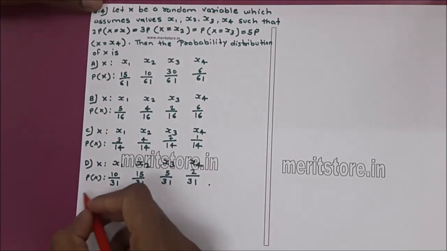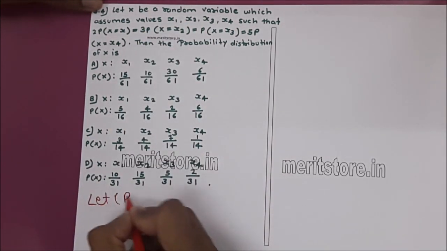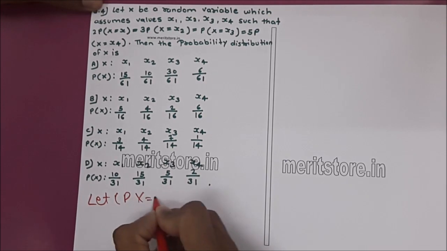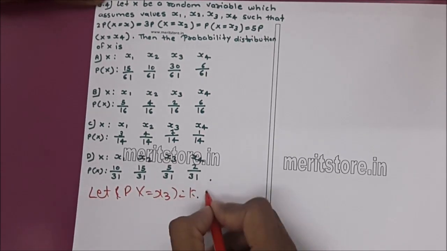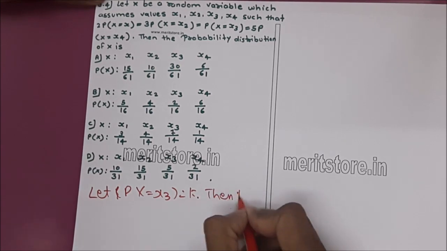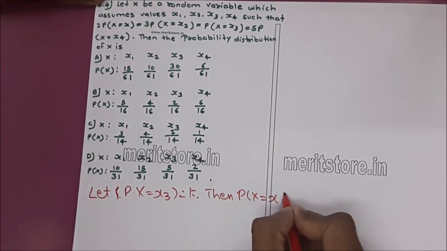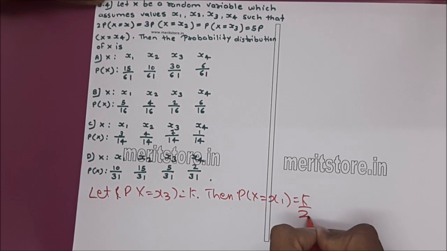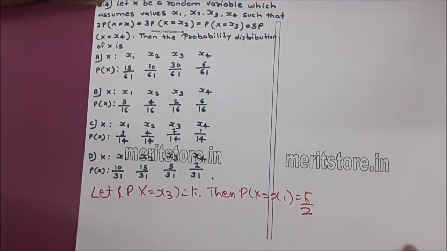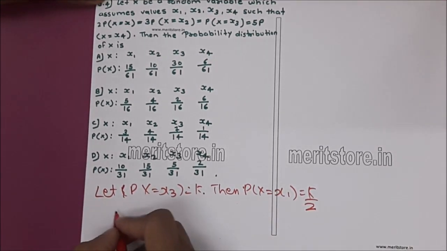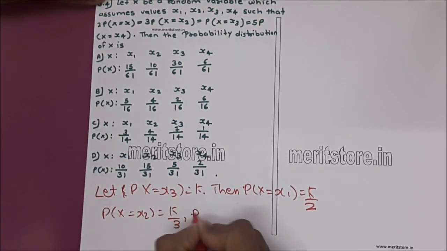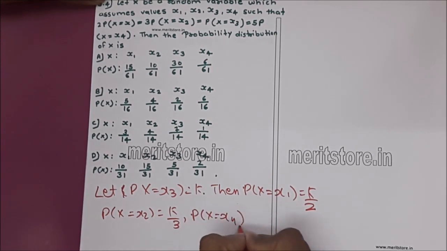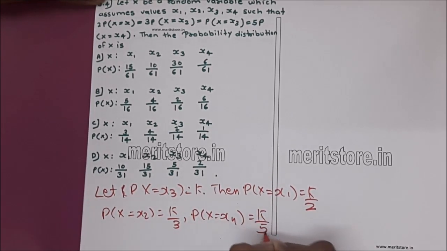We solve. Let P(x equal to x3) be equal to k, then P(x equal to x1) is k by 2, P(x equal to x2) is k by 3, and P(x equal to x4) is k by 5.